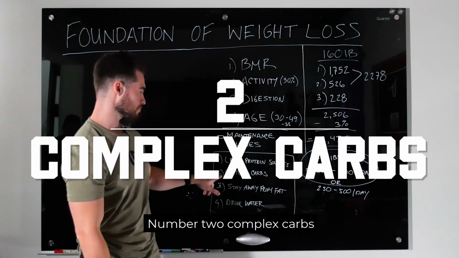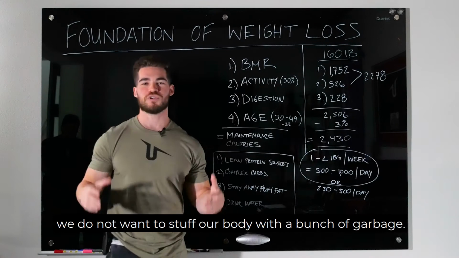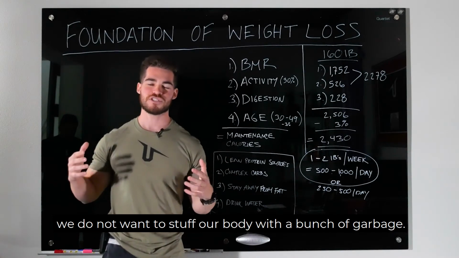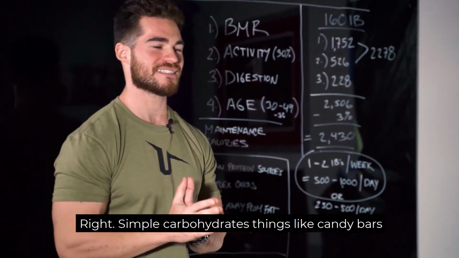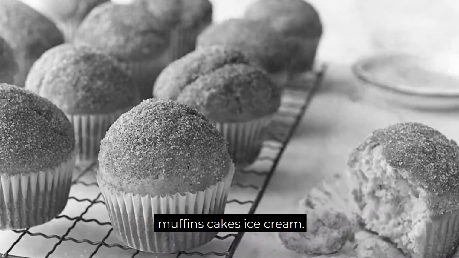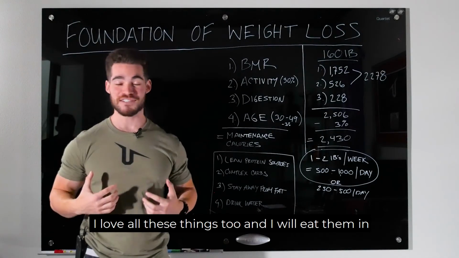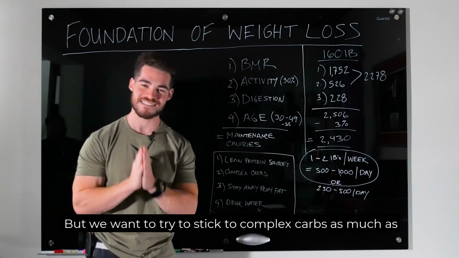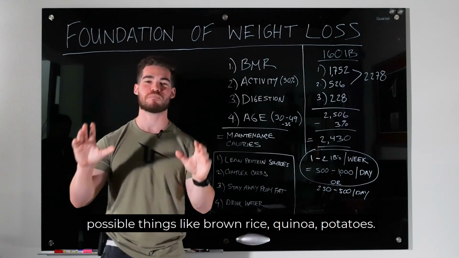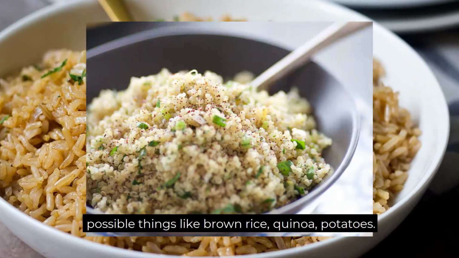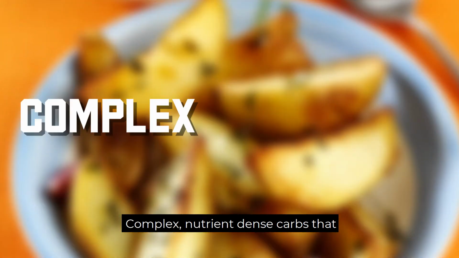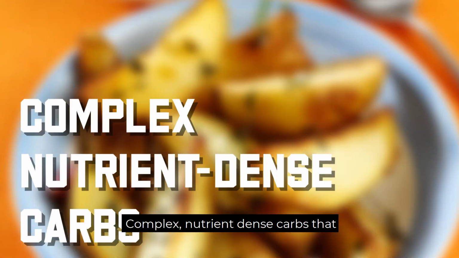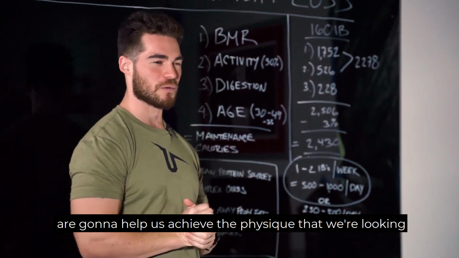Number 2, complex carbs. We do not want to stuff our body with a bunch of garbage, right? Simple carbohydrates, things like candy bars, muffins, cakes, ice cream. I love all these things too, and I will eat them in moderation here and there, but we want to try to stick to complex carbs as much as possible. Things like brown rice, quinoa, potatoes, right? Complex, nutrient-dense carbs that are going to help us achieve the physique that we're looking for.